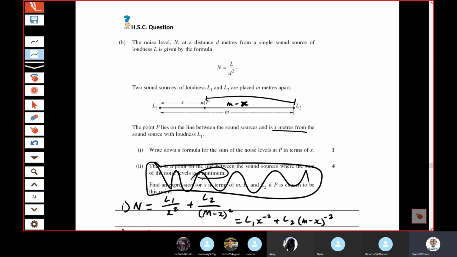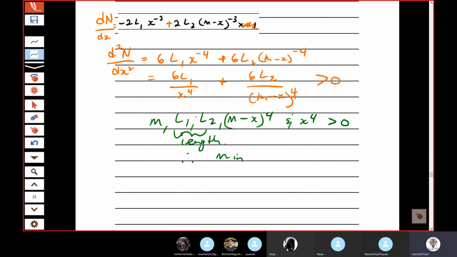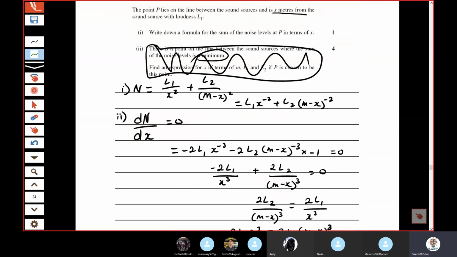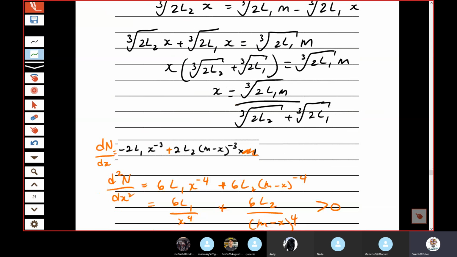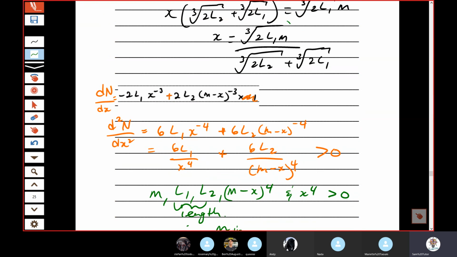Two sound sources of loudness L1, L2 are placed m meters apart. Yeah, you can't deny that. You're probably right, but L1, L2 has to be positive. Minimum, and then like I said, what are you trying to prove? Find an expression for x. You've done that. Done. Therefore, the expression for x is this, for the noise level to be a minimum.